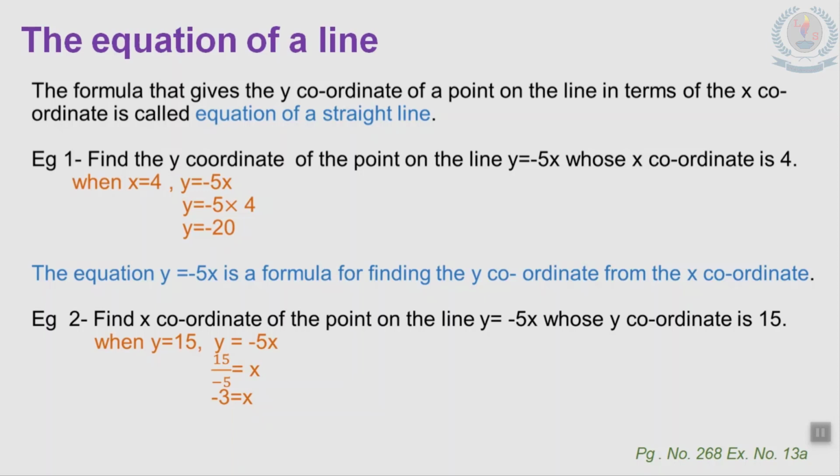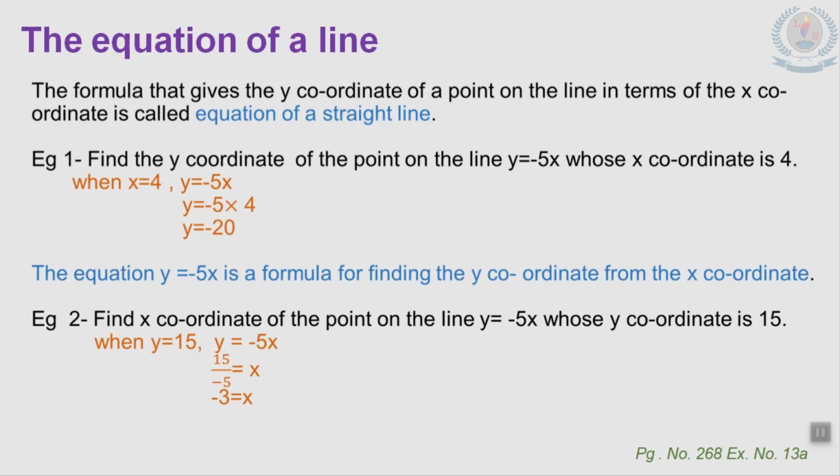Example 1. Find the y-coordinate of the point on the line y equals minus 5x, whose x-coordinate is 4. First, you know the equation of the given line is y equals minus 5x. We know x is equal to 4. So then you can find y by multiplying minus 5 by 4. So, y is equal to minus 20.